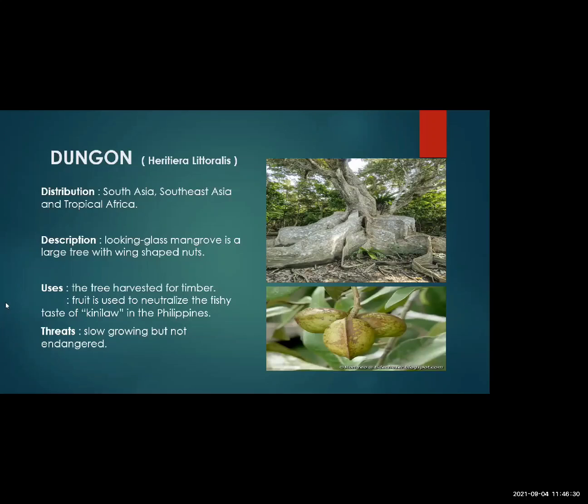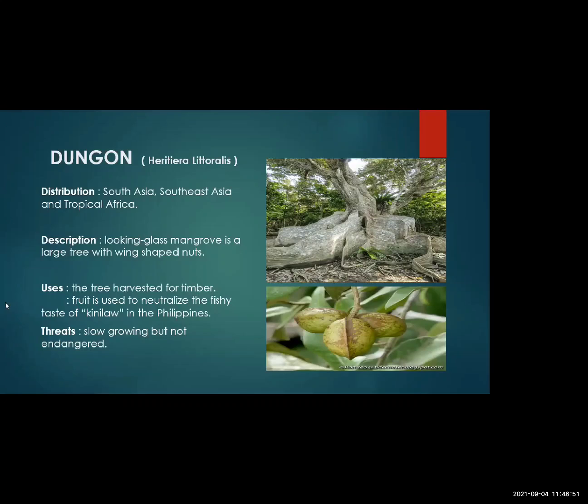And the fruits of species in the genus is used in Philippine cuisine to neutralize the fishy taste of kinilaw. Kinilaw is a local dish of raw fish, vinegar, or citrus juices. Another species used this way is the fruits of the tabon-tabon tree.